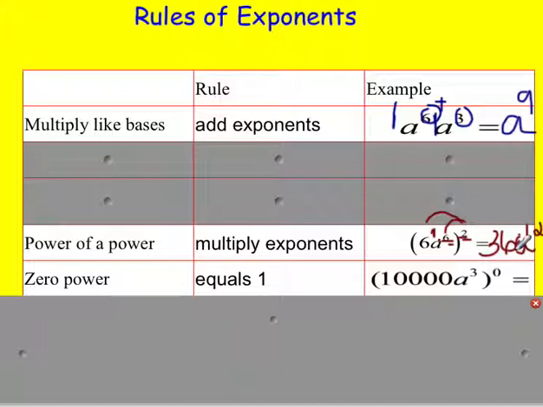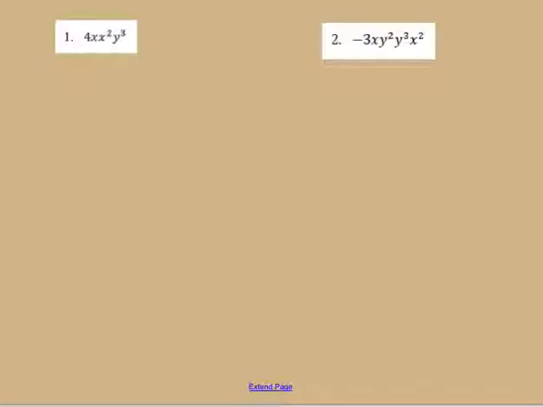Next, the 0 power. If anything is raised to the power of 0, it is automatically 1. No matter what it is, if it's being raised to the 0 power, it equals 1. Okay, let's go ahead and put this into practice. So let's take these rules of exponents.